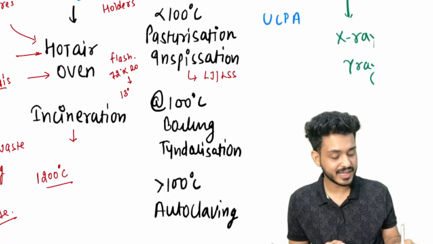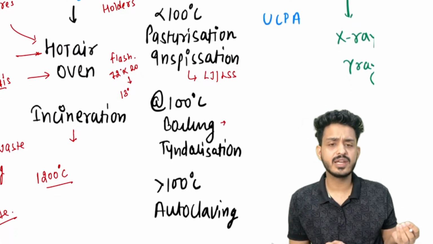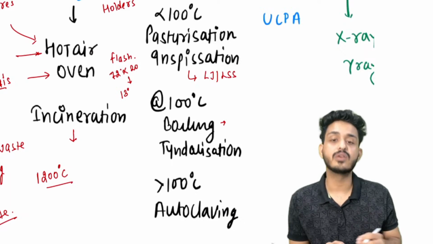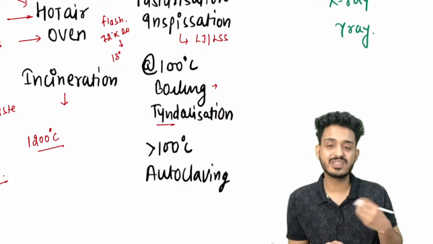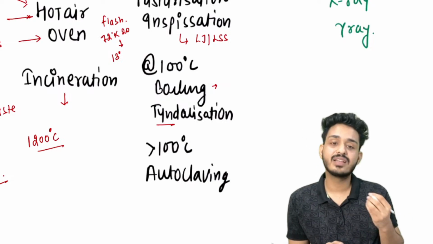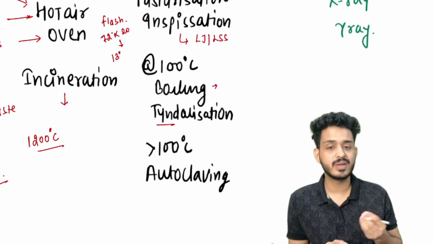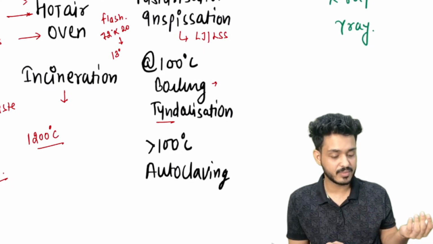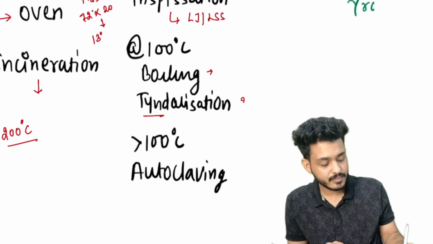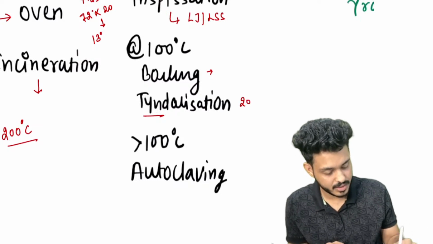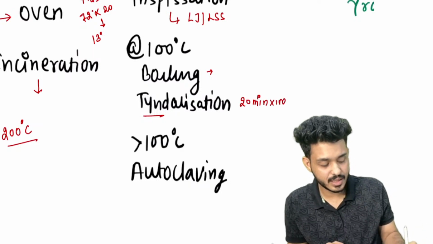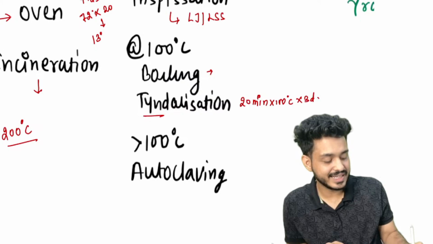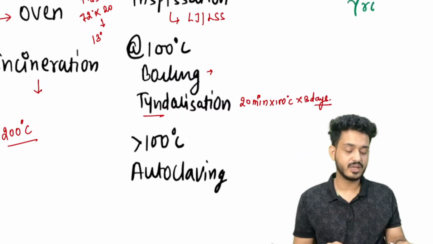Okay, on 100 degree we are having boiling, but due to boiling, is there any possibility the spores will be dying? No, spores will not die because of boiling. So we need to boil for 3 days, 3 consecutive days. That is known as tyndallization. You can remember like teen din tak garam kar rahe hain. You can remember like that. Okay, so you will be using 20 minutes at 100 degrees Celsius for continuous 3 days. So that is your 3 days tyndallization.